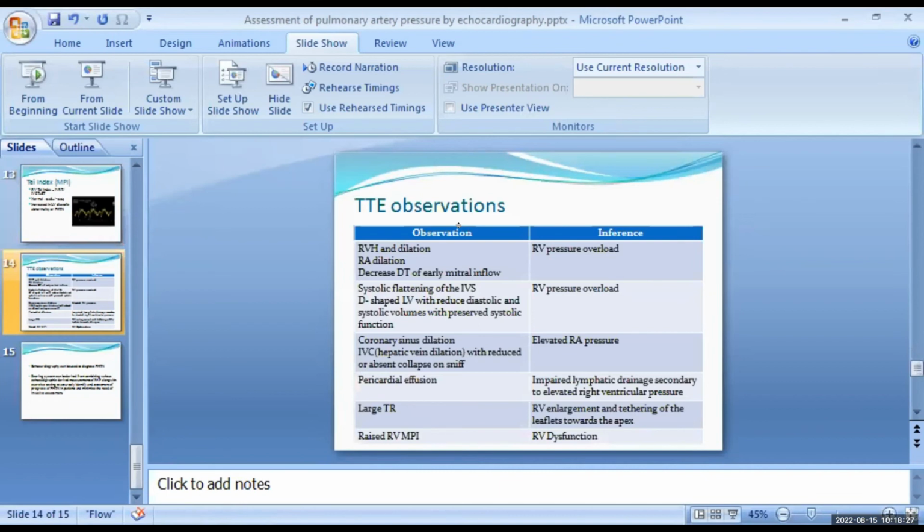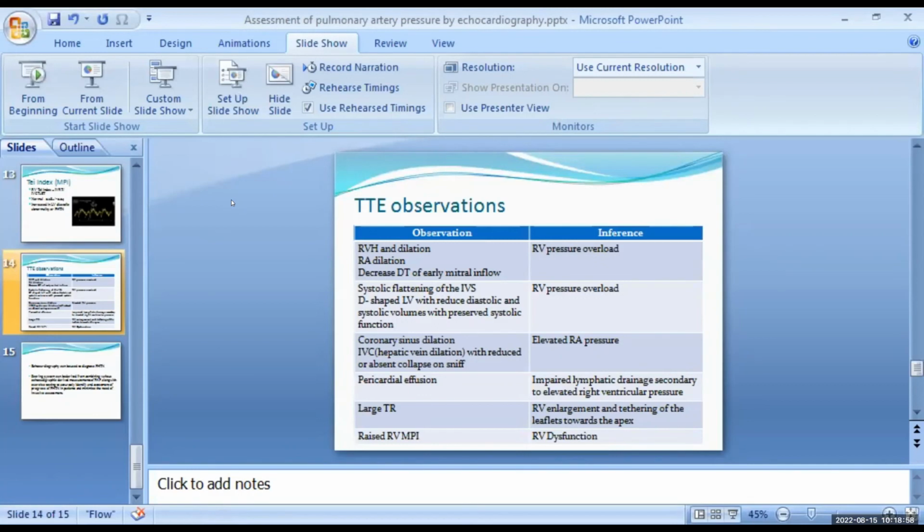While assessing and measuring all these parameters, we should also look in the 2D imaging for all these findings that also give indirect evidence of pulmonary hypertension. Like if we see the RVH and dilatation, RA dilatation, and decreased deceleration time of early mitral inflow, it gives indirect clue for RV pressure overload.